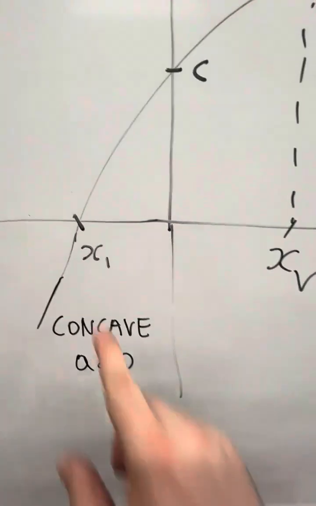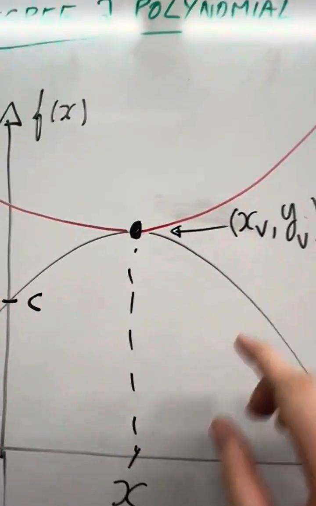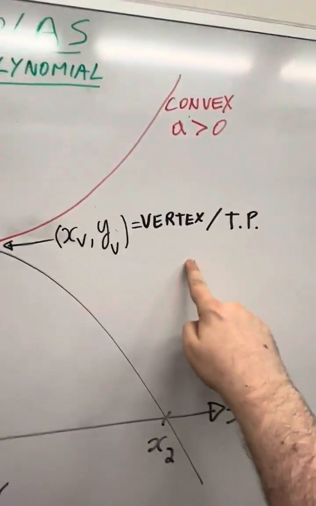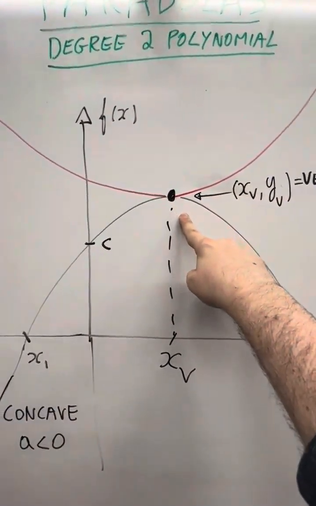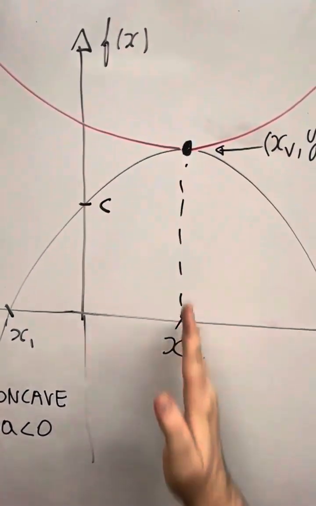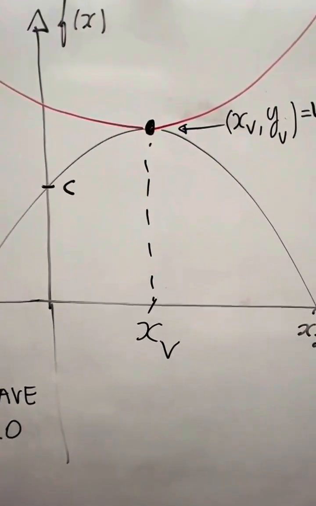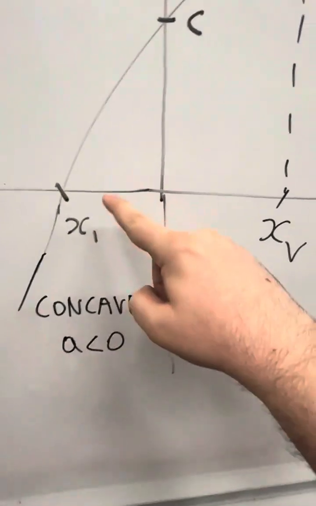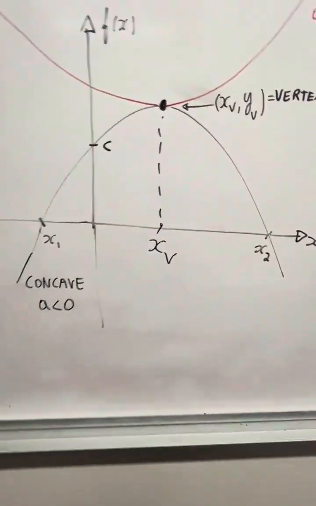The x-intercepts are x1 and x2. The vertex of the parabola has these coordinates, x of the vertex, y of the vertex. We call this point the vertex, or turning point, okay? And the parabola is symmetric with respect to this axis, a vertical axis through the vertex, okay? So these x-intercepts, x1 and x2, may or may not exist.